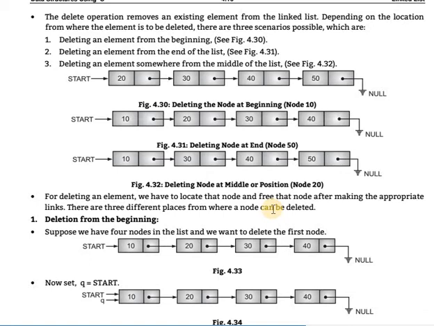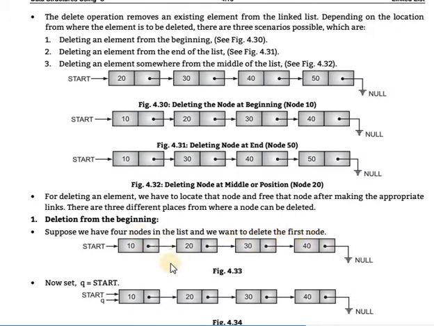Okay, these operations are done after the appropriate links are created. When we create that link, obviously when the free function is called, that node will be deleted. There are 3 different places from which a node can be deleted. Delete first, that is deletion from the beginning.